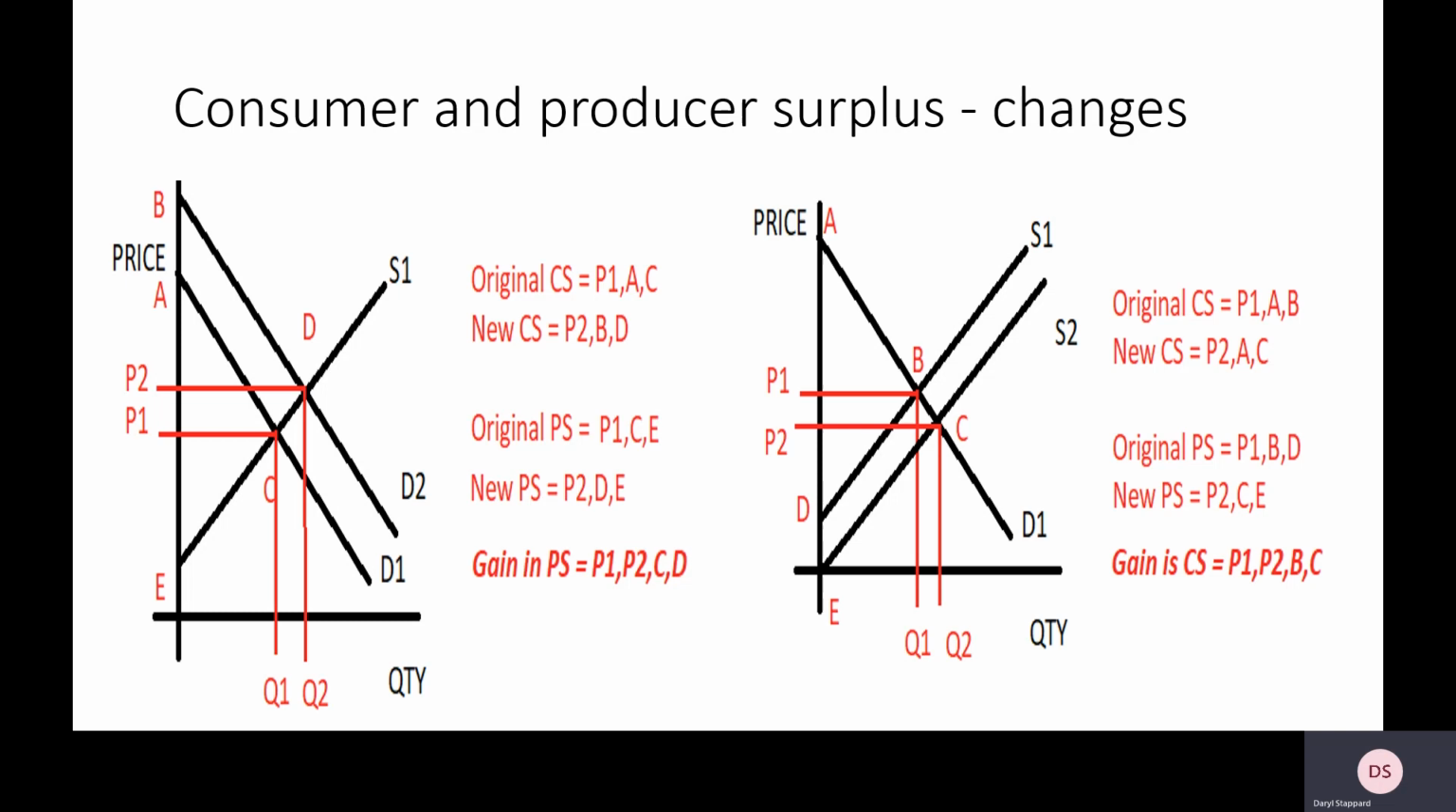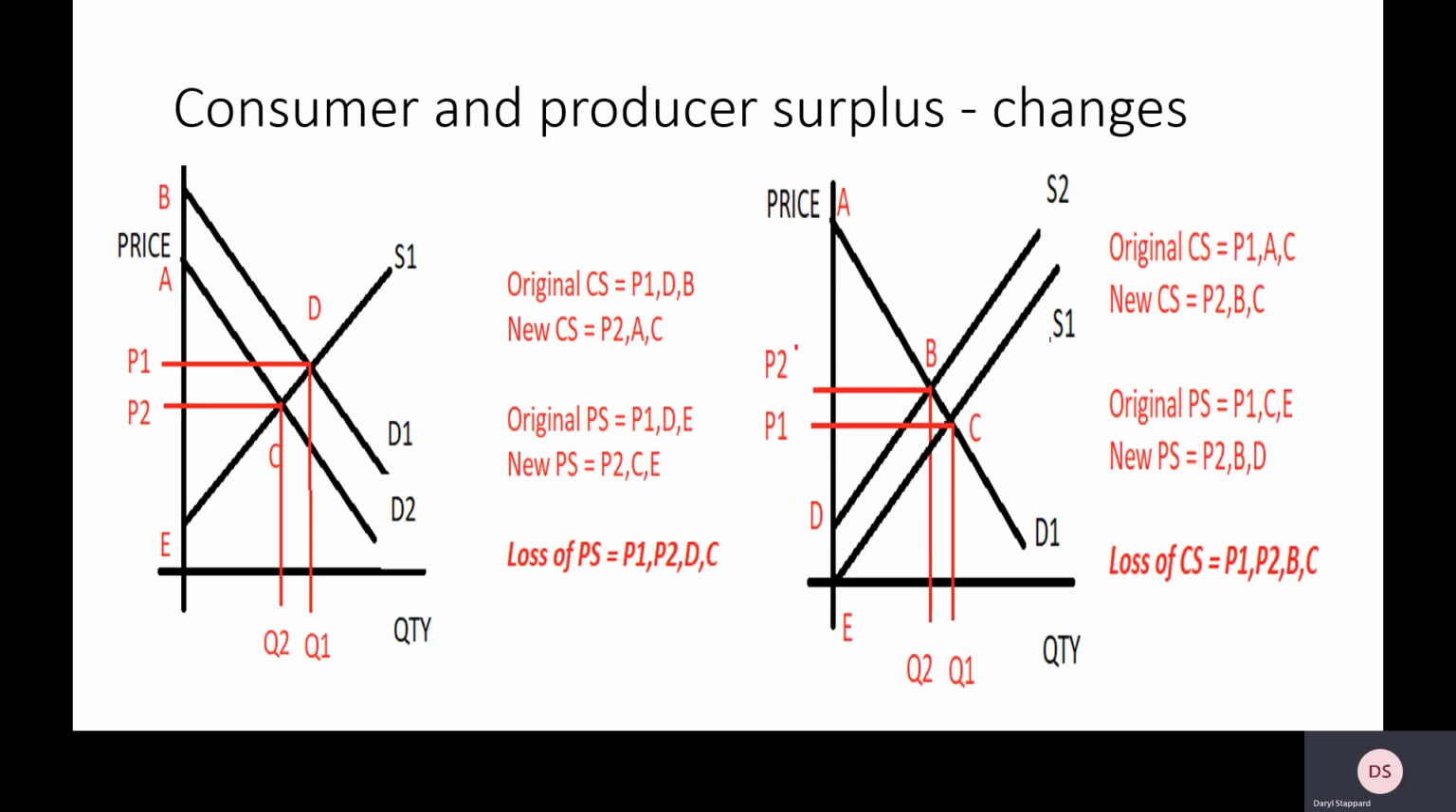So what we know then, everyone, is when supply moves outwards, there will be an increase in consumer surplus. Those lower prices will give people more free satisfaction when supply moves outwards. When demand moves outwards, you're going to get a gain in producer surplus. Let's now think about what happens when demand moves inwards and when supply moves inwards.